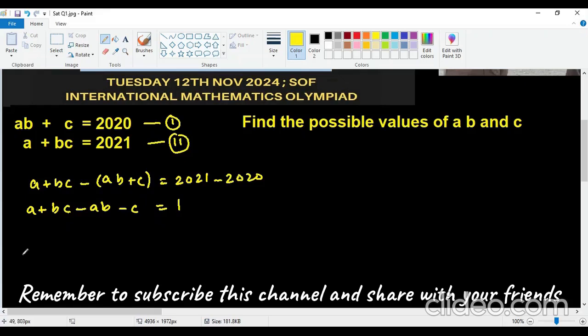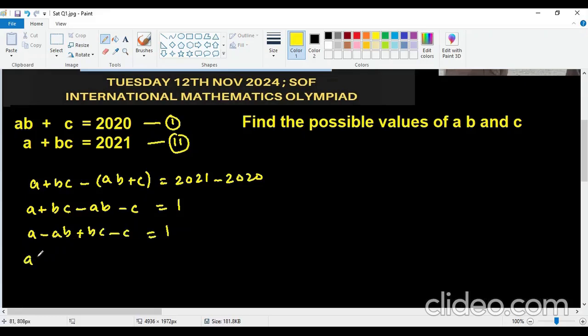And here in the first two, we don't have anything common, so we keep the common ones together: a minus ab plus bc minus c equals 1. In the first pair, we have a as a common factor, so a times (1 minus b), and in the second pair we have c common, so we write plus c times (b minus 1) in the bracket.